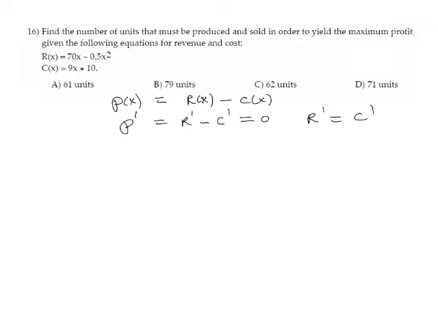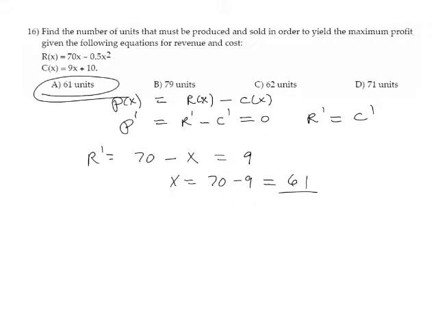So that is fairly simple here. R prime is equal to 70 minus X, which equals C prime, which is 9. So X is equal to 70 minus 9, which is 61. So that was an easy one for a change.